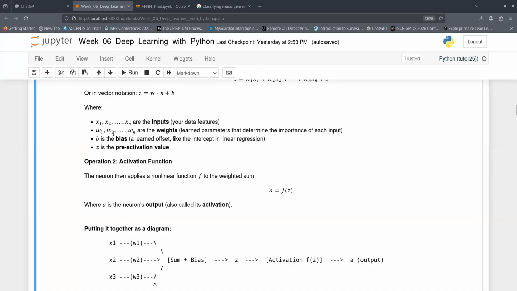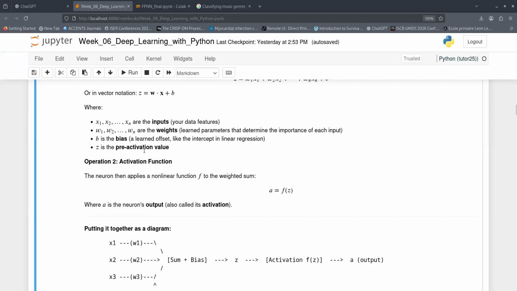So you have the W, the omega, some call them W, are the weights. Those are the learned parameters that determine the importance of each input. As I was saying, if I say this is the noise, I can give it a kind of weight, or say this is important, maybe measured in that sense. We also have a bias. A bias is just a learned offset, like the intercept in linear regression that we have seen.